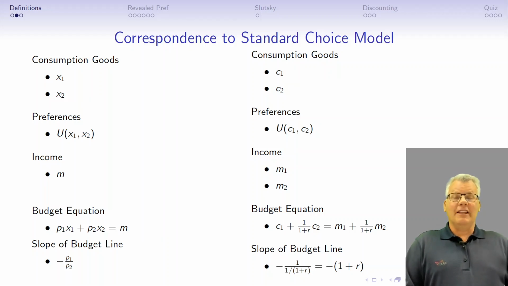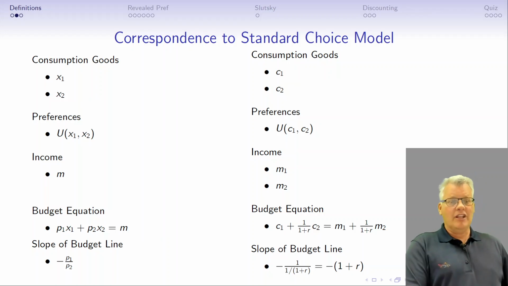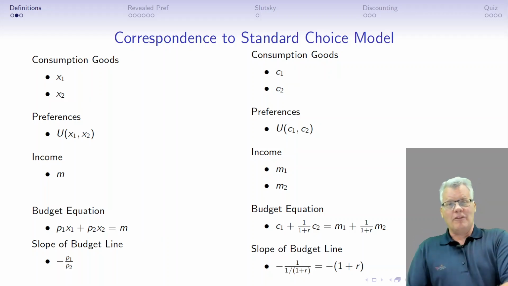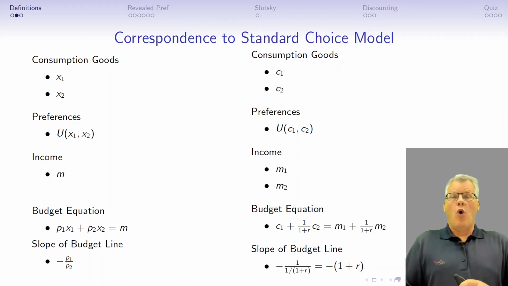Income is going to be a little bit different. Income can be earned in each time period, right? So we have period 1 income and period 2 income. We can move those dollar amounts from the future into the present by borrowing, or we can move income from the current time period into future time periods by saving. And this is illustrated by the budget equation.